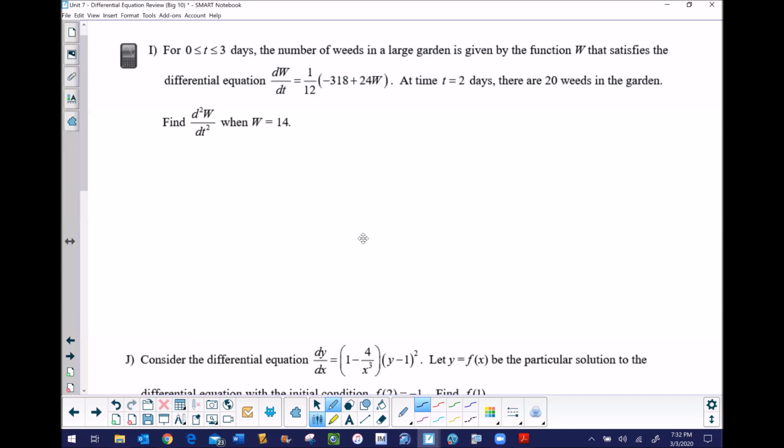So we'll read it. It says, on the time interval 0 to 3, the number of weeds in a large garden is given by the function w that satisfies this differential equation. At the time 2 days, there are 20 weeds in the garden. We want to figure out what is the second derivative of w with respect to t when w is 14.